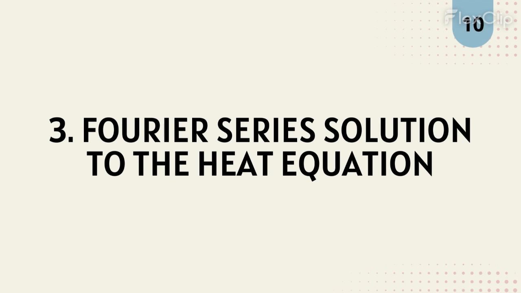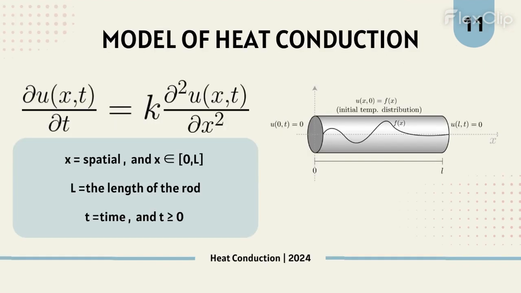And next, I will introduce the Fourier series solution to the heat equation. The slides explain the heat conduction equation model and its solution process. This partial differential equation describes the change in temperature over time and space. U of x, t represents the temperature at position x and time t, and K is the thermal conductivity coefficient.